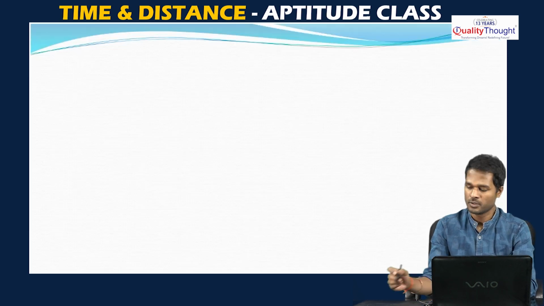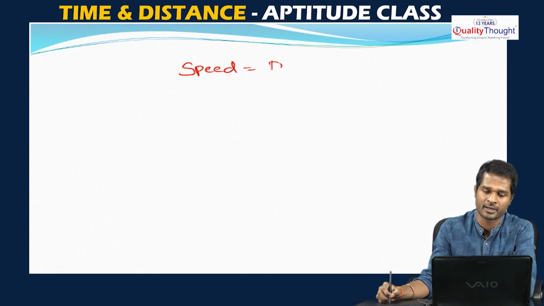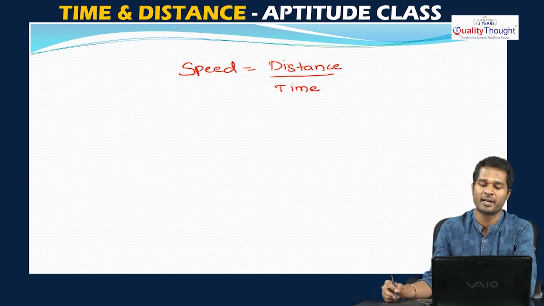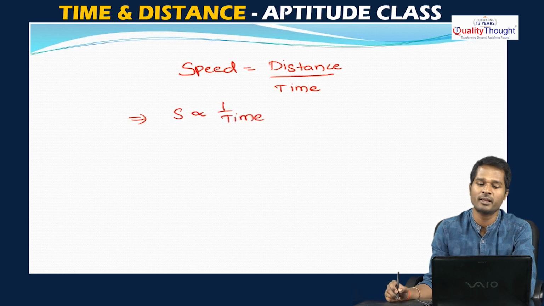Let's see the concepts. We all know how the speed is calculated. The speed is calculated as distance divided by the time. Speed is equal to distance by time. From this equation we will clearly understand that the speed is inversely proportional to the time taken. The speed is inversely proportional to the time taken.